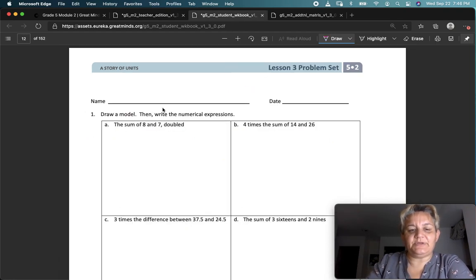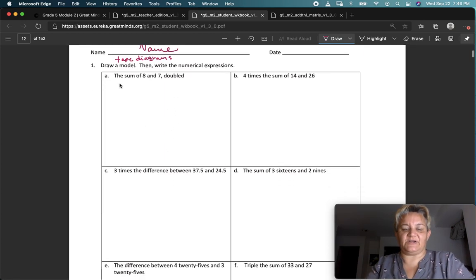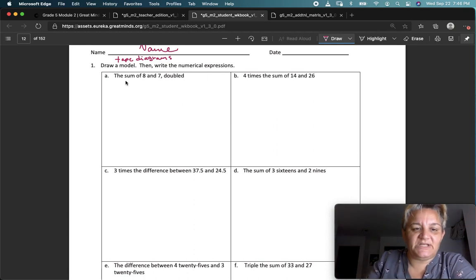Let's go to the Learn book, Lesson 3, problem set, name on your paper. Draw a model, and we're going to be using tape diagrams today for our model. I suppose we could use a different kind of model, but that's what I'm going to use today. And then write the numerical expressions. So they've given us these expressions in words. When you see the word sum, that always means adding.